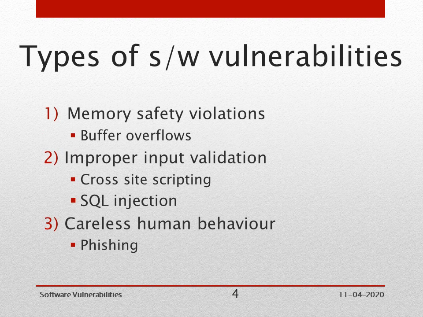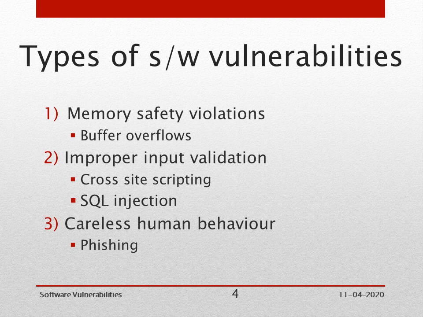The different types of software vulnerabilities include memory safety violations. These types of vulnerabilities exist in systems where memory usage by programs is not strictly monitored or restricted. Buffer overflow is one such type. The next category are those that exist due to improper input validation. These are usually seen in web based applications that accept some input from the users. Examples are cross site scripting and SQL injection.